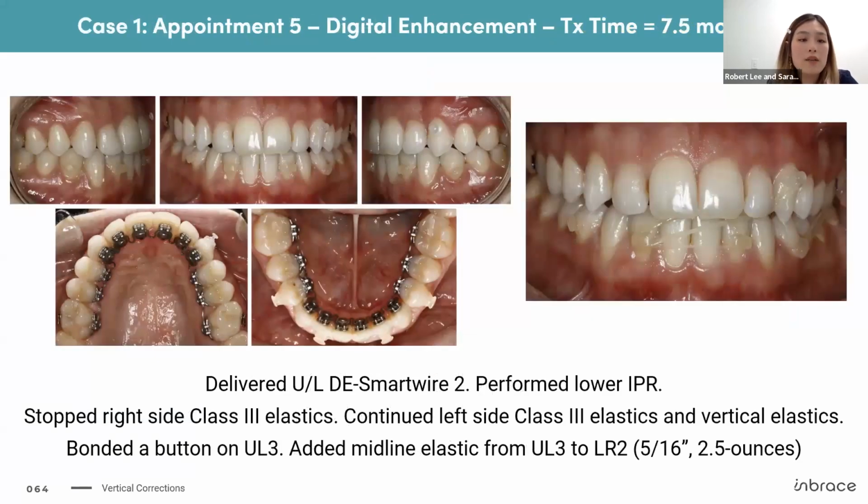So at appointment 5, we delivered the upper and the lower DE SmartWire 2, and we performed the lower IPR that we have prescribed in there. At this point, we stopped the right side class 3 elastic since the patient was class 1 on the right side already, and we continued the left side class 3 elastics as well as the vertical elastics. We also bonded a button on upper left 3 to start midline elastics from the upper left 3 to the lower right 2, again using light 5/16 inch 2.5 ounce elastics.